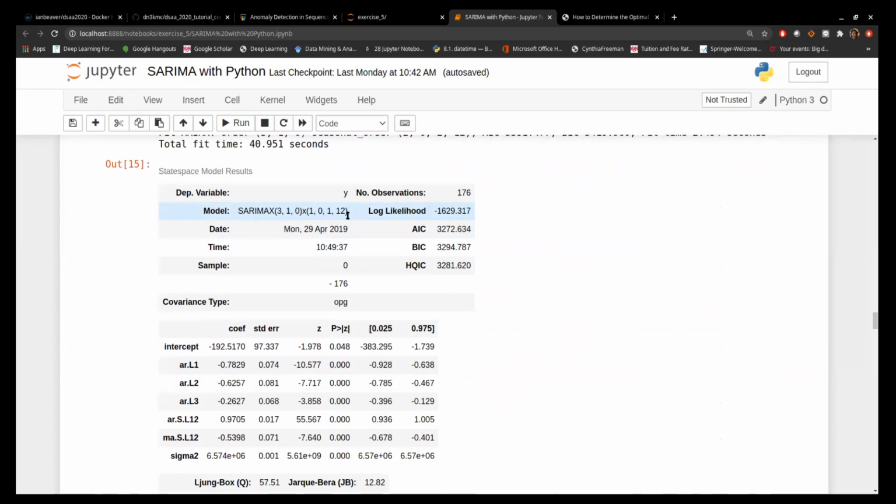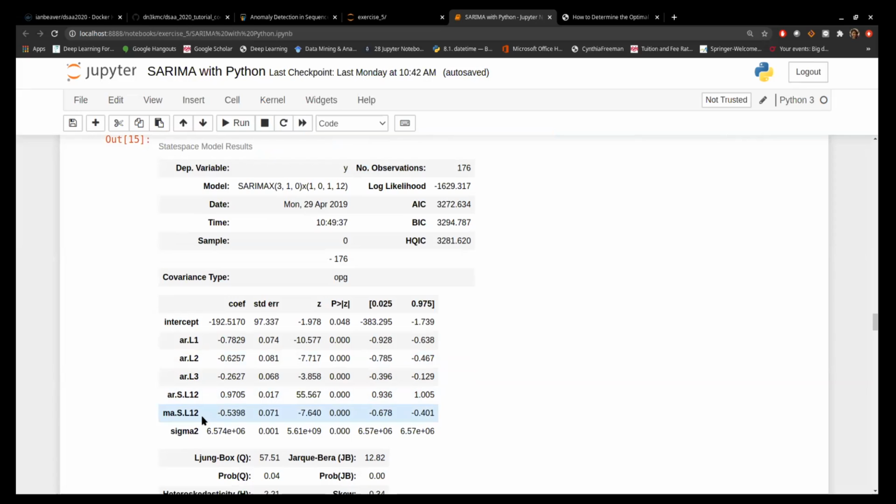the best AIC. So this means we have 3 AR terms. So that's why we have these 3 AR coefficients. We differenced once. We have 0 MA terms, so we have no MA coefficients. We have 1 seasonal AR term, so we have 1 seasonal AR coefficient. We have no seasonal differencing. We have 1 seasonal MA term, so 1 seasonal MA coefficient. And sigma 2 is the estimate of the variance of the error term.